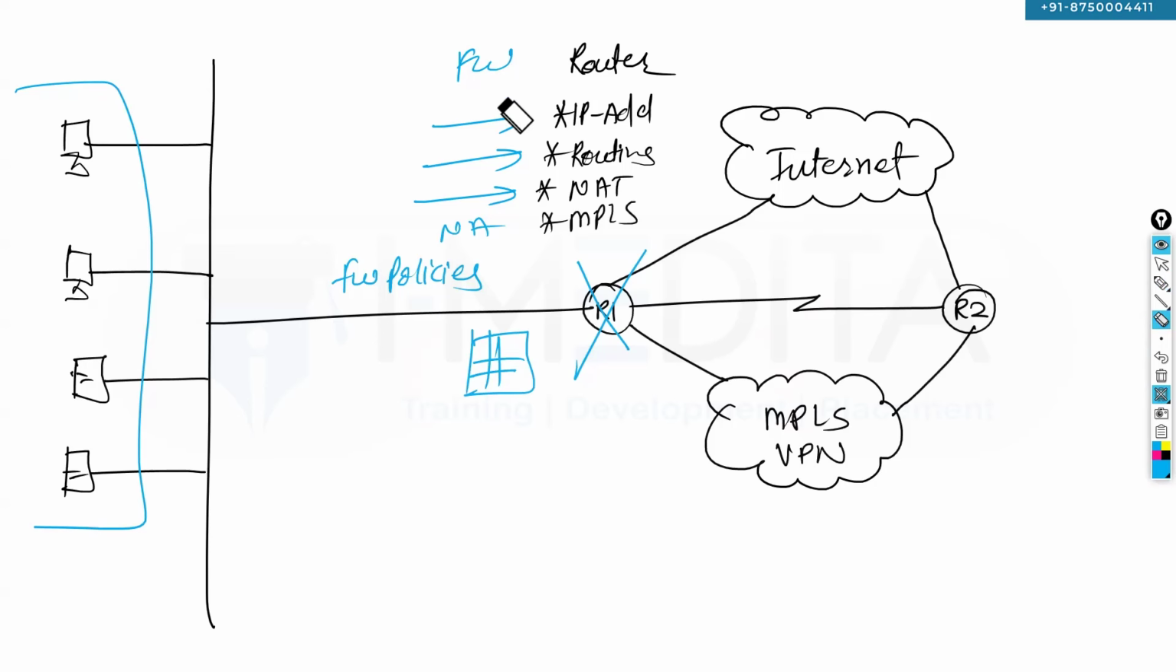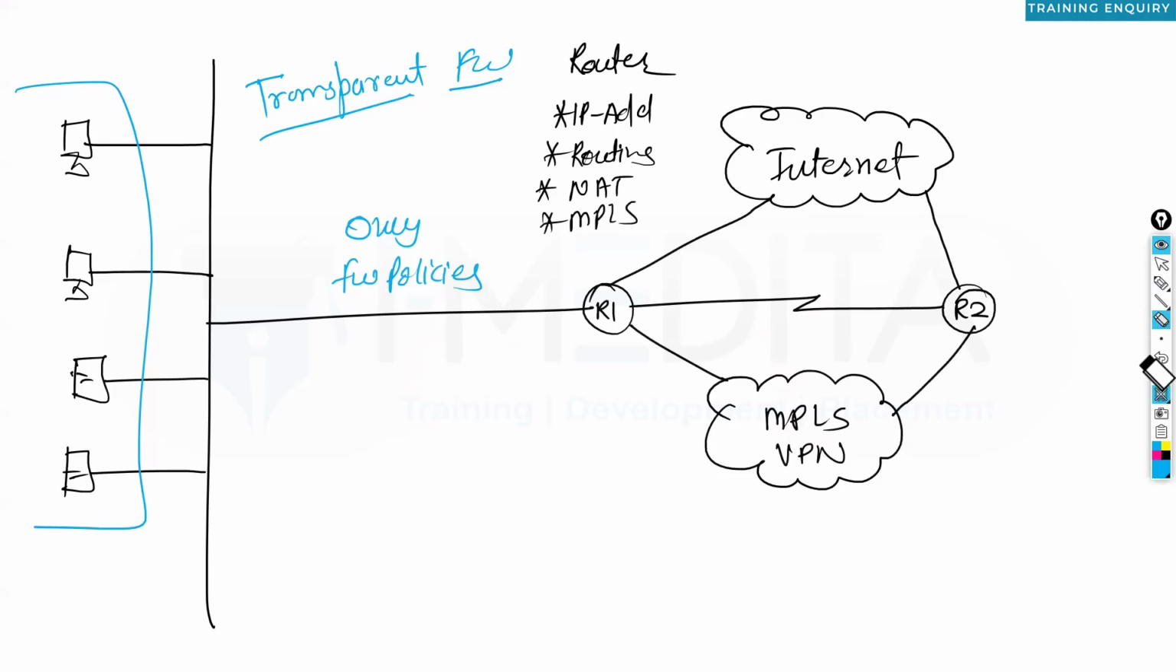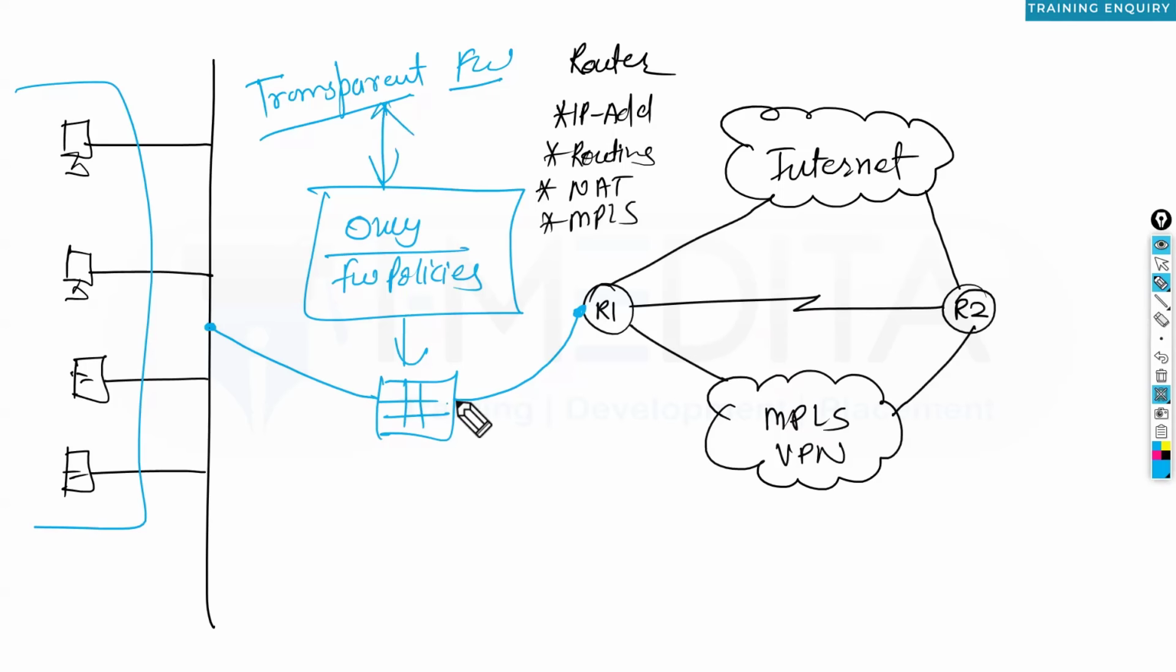But we don't want to configure our network again. We simply want only the firewall policy. Is there any solution? Yes. If our task is only firewall policies, then we can deploy a transparent firewall. Transparent firewall is connected between LAN and gateway, breaking the connectivity between gateway and LAN. Now we have a firewall here. At this firewall, we will deploy the firewall policy. So without changing the network, we can still deploy firewall policies with the help of a transparent firewall.